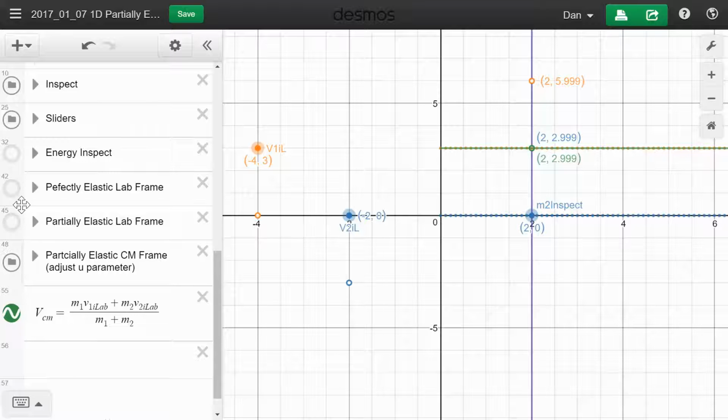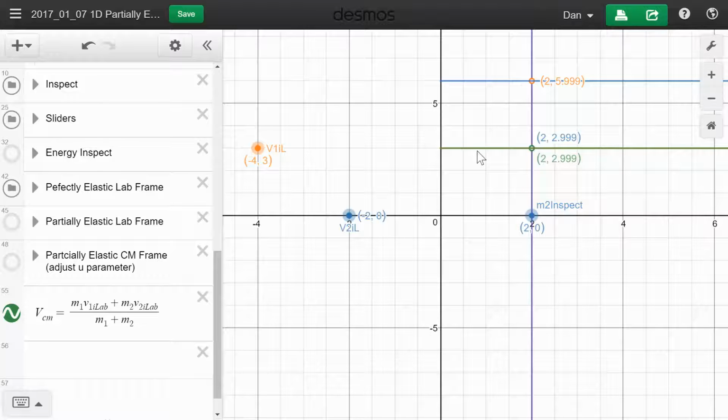Let's switch to the perfectly elastic lab frame. And here, this is a classic result. If the elastic bug was at rest beforehand, after the collision, it always has a speed that's twice the elastic truck speed afterwards. And the truck speed, of course, is basically unaffected and moves at the same as the center of mass velocity.